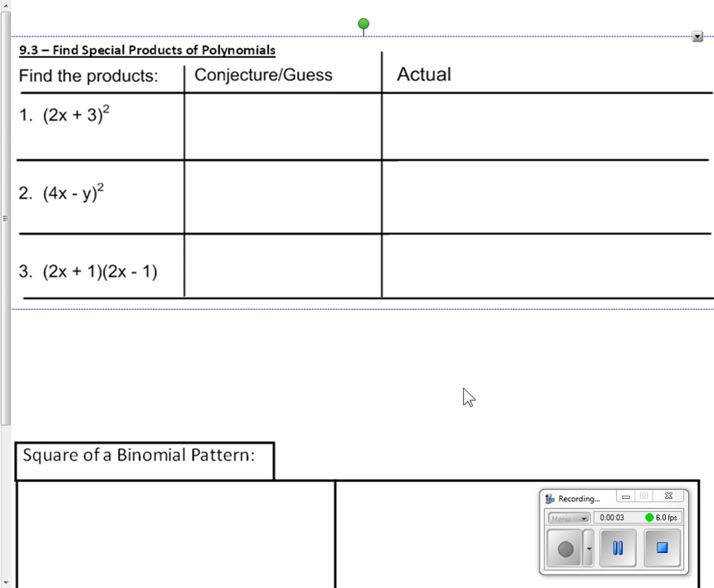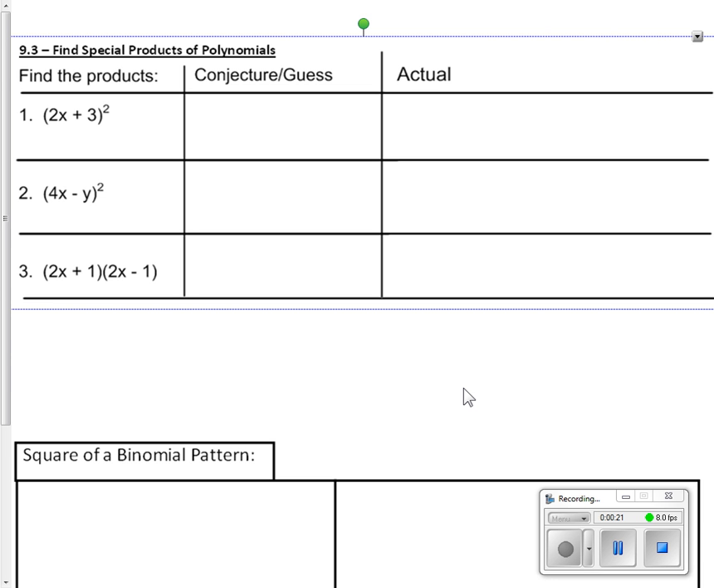We're going to talk about finding special products of polynomials. Finding products, we have done this, it's just by multiplication. Remember, product is just a fancy way to say multiply. So, what I want you to do is look at these three different products that I have for you.